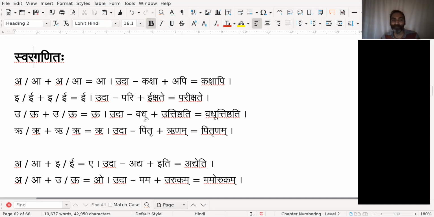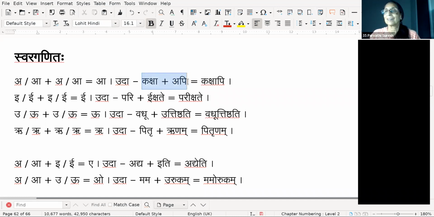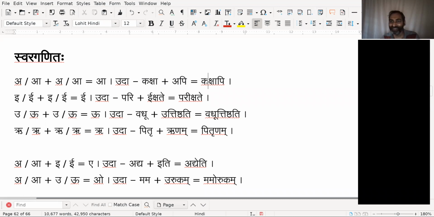For example, Vadhu Uttishthati is a full sentence. I can even say Vadhu Uttishthati joined. Parvati Mahodaya is not a word by itself. Just for the ease of saying or writing it, you're joining them. So joining doesn't always mean that it needs to be a single word. These are two different words, and for ease of writing or pronouncing, you can join them.